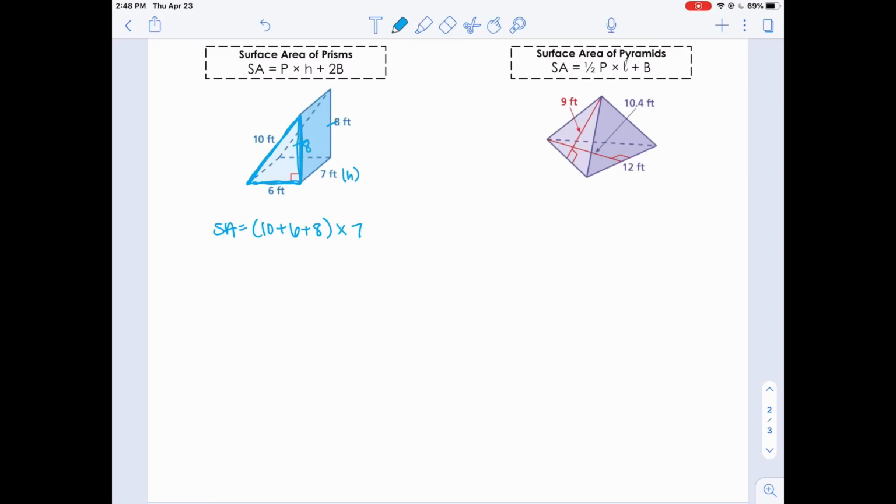And then the last thing we need to do is add 2 bases. So 2 times the base area, which area of a triangle is going to be half times the length and the width of the triangle. So we don't actually need our hypotenuse here. Here I'm going to do 6 times 8 and then divide it by 2. Okay, let's type that in our calculator and see what we get.